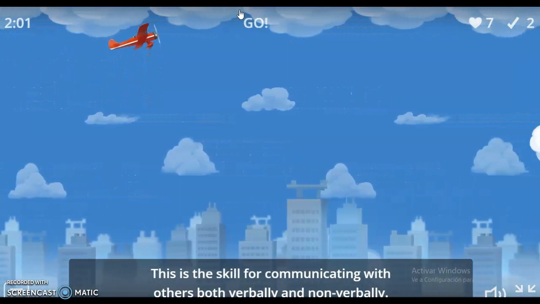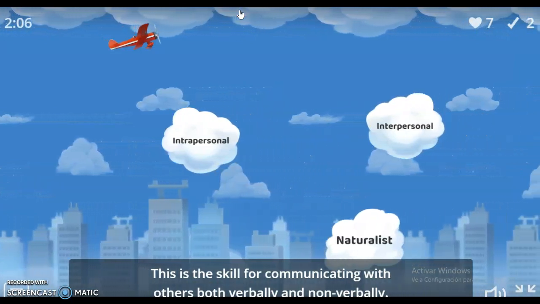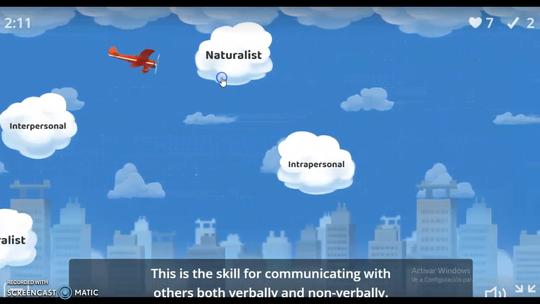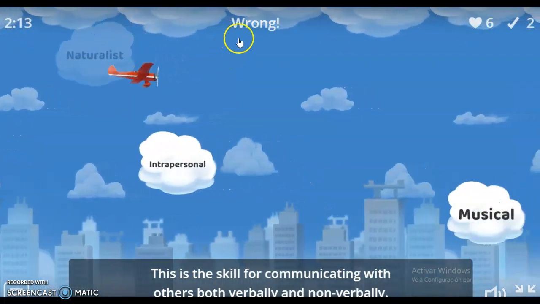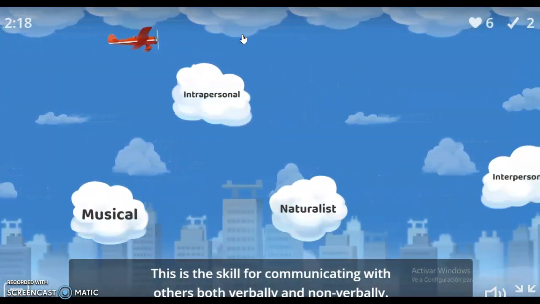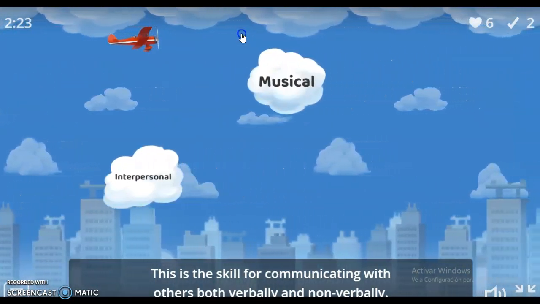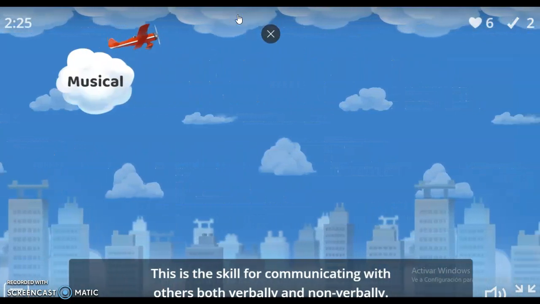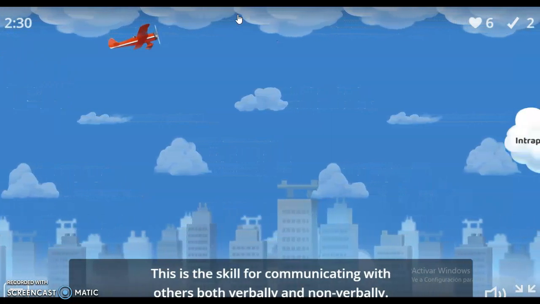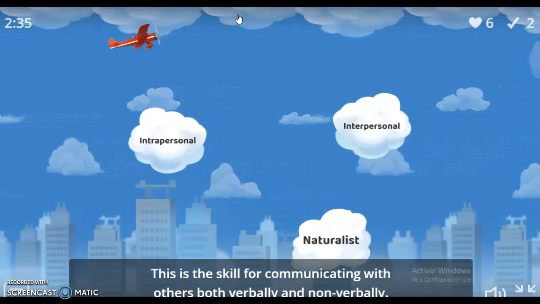This is the skill for communicating with others, both verbally and non-verbally. This type of intelligence is possible for people who want to be counselors, psychologists, politicians, salespeople, actors. What is the intelligence?